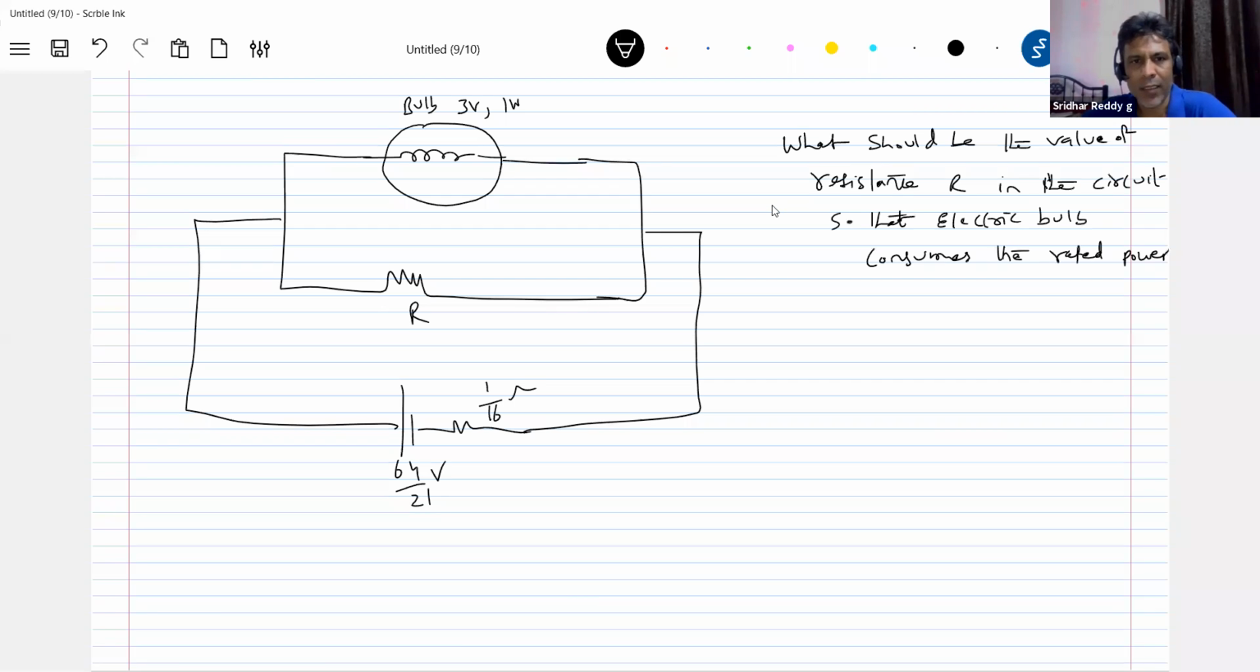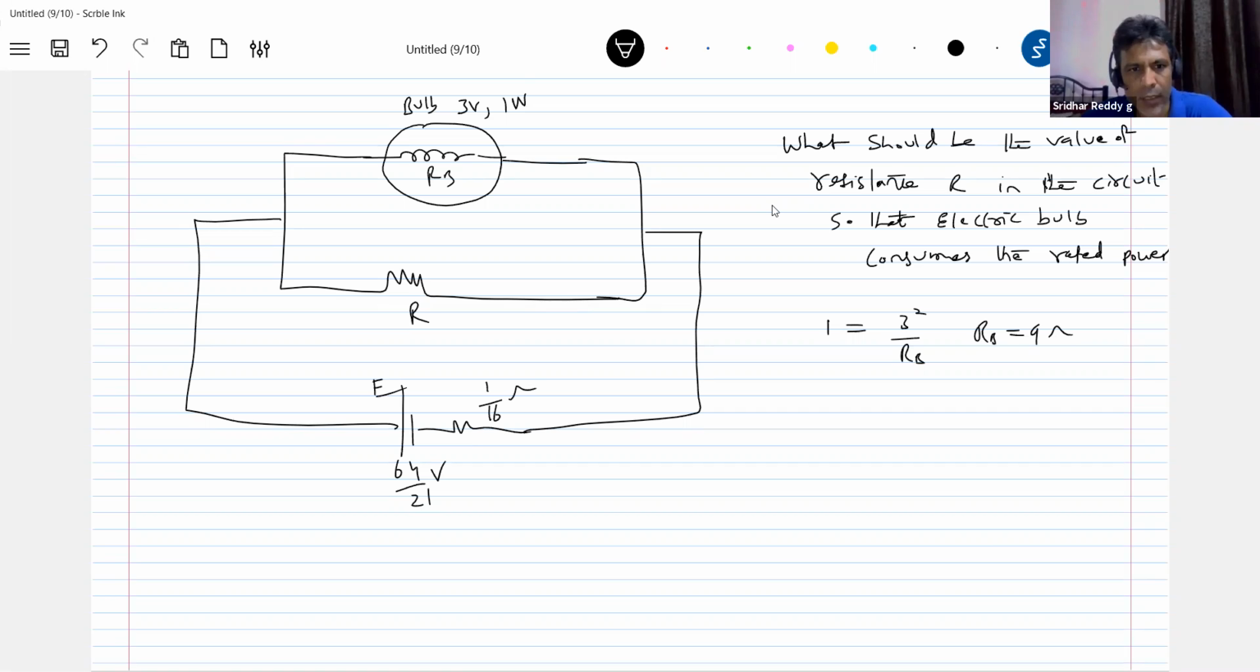Okay, this is a bulb itself. So what is the rated power? 1 watt. What should be the power dissipated across this bulb? It should be 1 watt. For that, what should be the value of R? It's a very generalized question I'm asking here. So shall we calculate the resistance of the bulb? 1 watt should be equal to 3 square by RB, no? So what is RB equal to? 9 ohm.